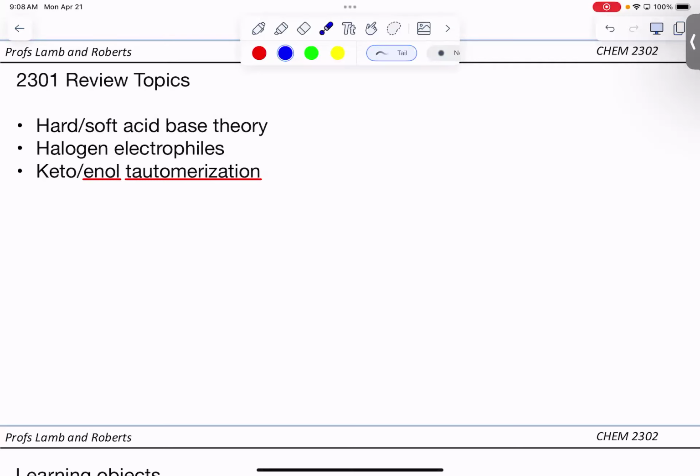Help with that. Halogen electrophiles, we're going to see those again today. So things like chlorine, bromine, iodine. We actually saw these in the very beginning of our class when we were talking about electrophilic aromatic substitution, right? We activated these with Br2. We activated these with our Lewis acids, and in this case we have a stronger nucleophile, so we'll use these just as electrophiles.